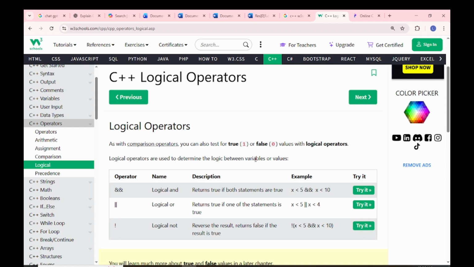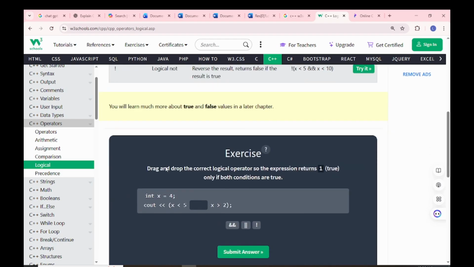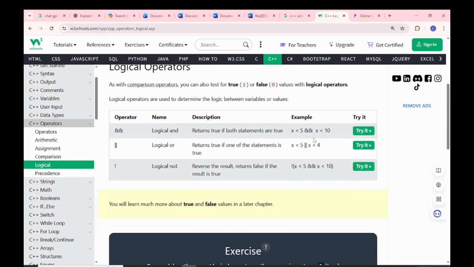Logical operators are used to determine the logic between variables and values, right? So this is going to be the AND operator, guys. This is OR, and this is logical NOT, right?